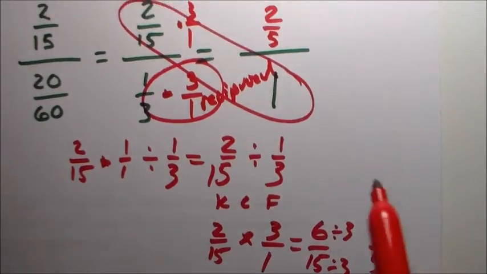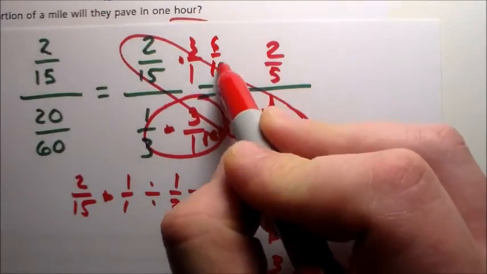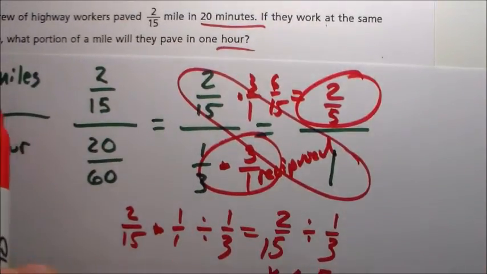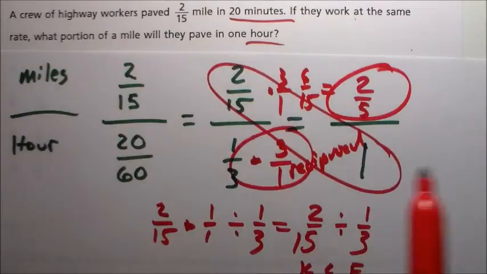But either way you do it, you're going to get 6 over 15, which is going to reduce to 2/5. And you're going to pave 2/5 of a mile in 1 hour.